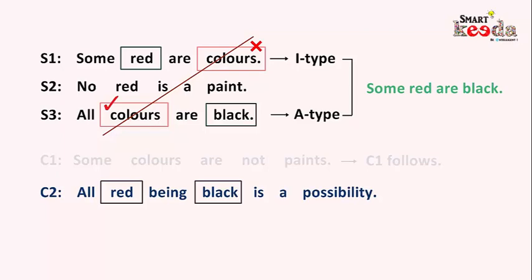But as we discussed in syllogism concept videos, if some red are black, what are the other red? They may be black or they may not be black. Now following the first possibility scenario here, we can state that if some red are black and if the rest of the red are also black, all red being black is a possibility, and hence C2 follows as well.